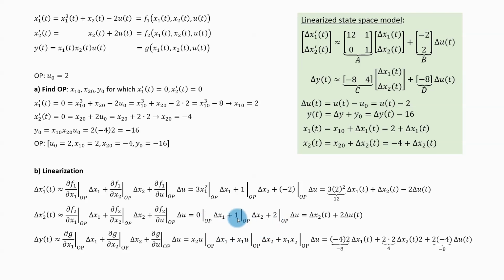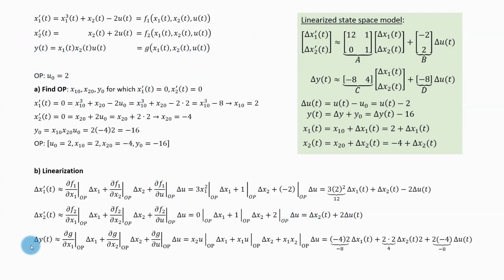Next, I need to evaluate this at the operating point. All of these derivatives are just constants, so I just copy them, and I will get this linearization of the second state equation. Of course, this already was linear, so I'm going to end up with the same equation, except here I have it for the values of the individual functions, and here I have it for small changes around the operating point. Last, I'm going to linearize the output equation.